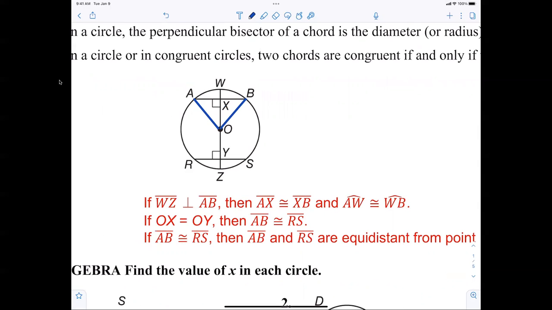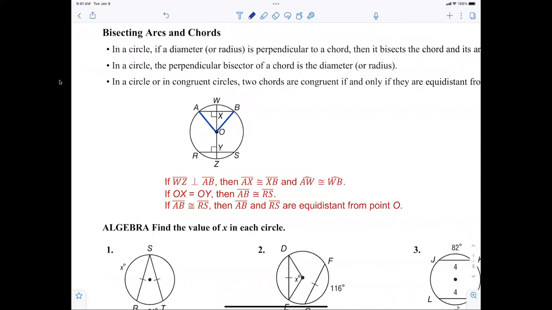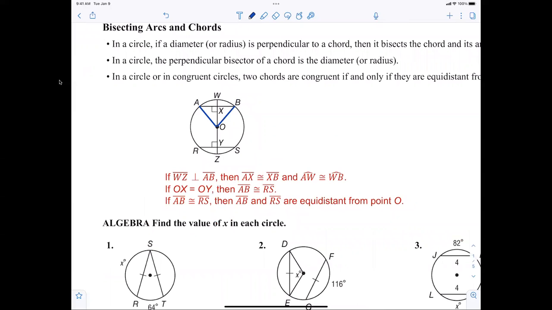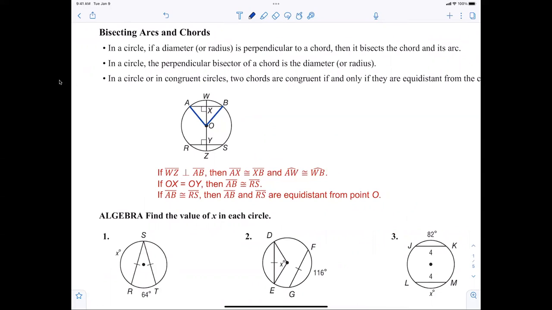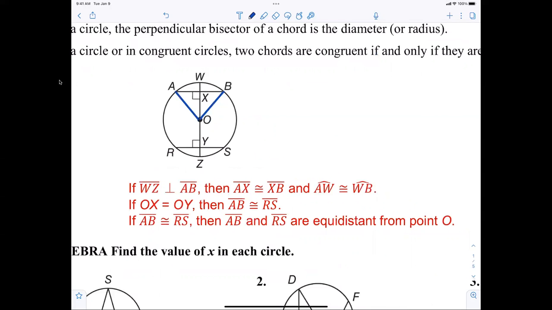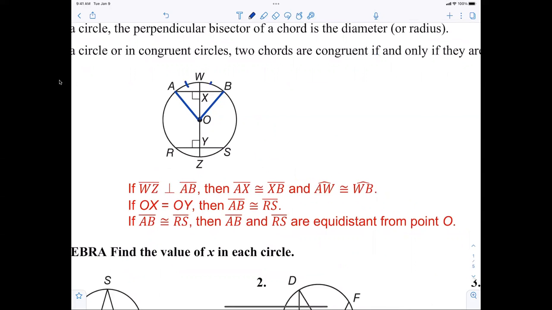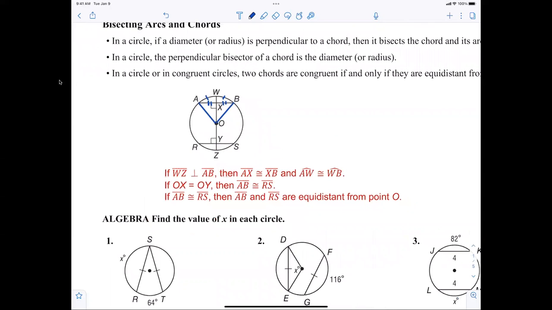All right. So I always try to tell kids, I don't have it memorized. I try to think about it each time to see what's true. So anytime the diameter is perpendicular to the chord, then it bisects the chord and its arc. So in this example, AW would be congruent to WB, and AX would be congruent to XB. And again, that wouldn't be hard to prove. In a circle, the perpendicular bisector of a chord is the diameter.